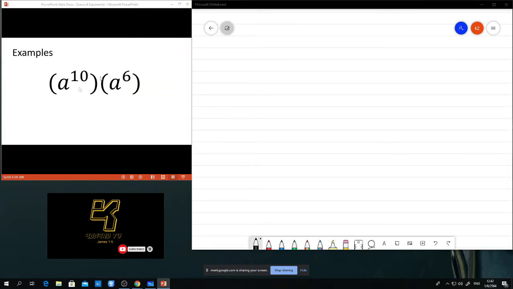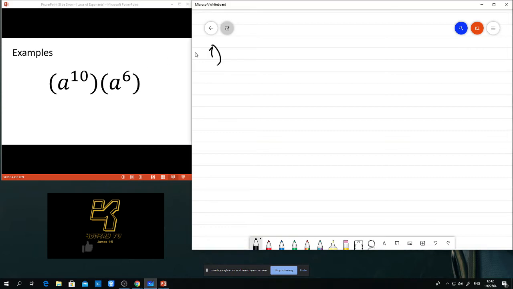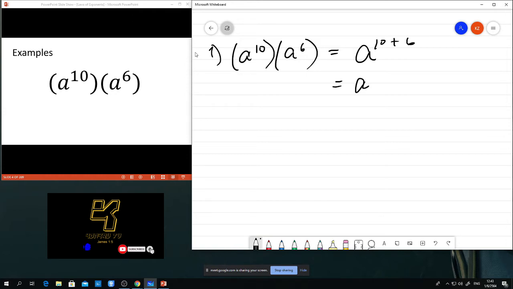All right, example number one. We have a power of 10 times a power of 6. We copy the base. We have the same base, a and a, so what do we do? We add the exponents. So it is equal to a power of 16. Easy.